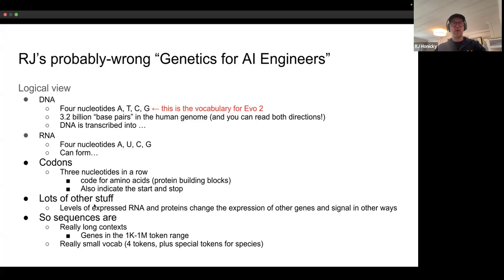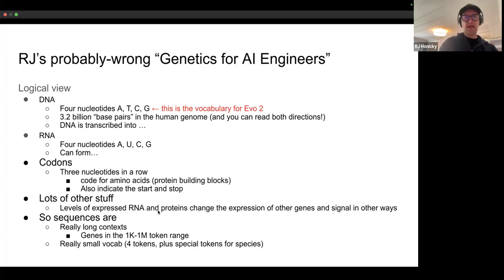But the important thing for an AI engineer to know is that there are two main things I'm calling out here. One is that the genes are really long, right? You have these long sequences, in the 1,000 to 1 million token range. And then the vocab is obviously very small. Your vocabulary is four tokens, and then they added some other special tokens because they're using a single byte encoding. So what do you do with the rest of the possible tokens? They have one token per species, basically.